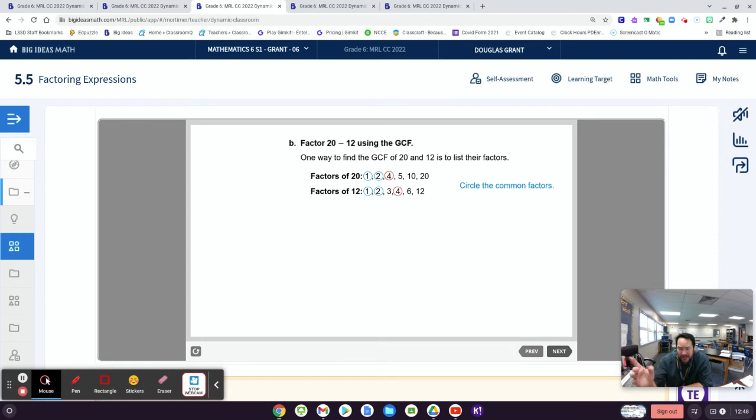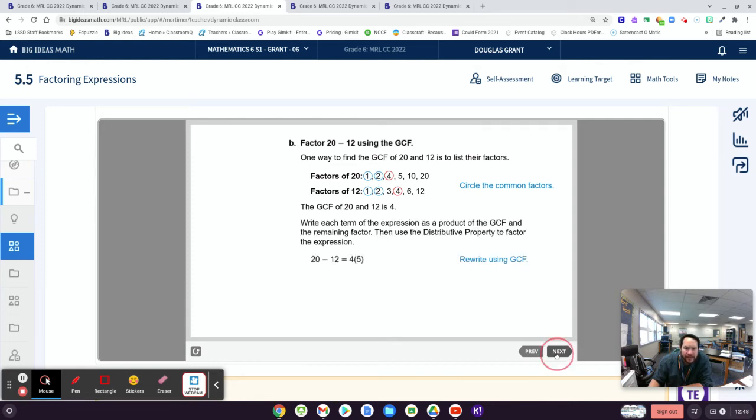So what do you think will be the factored form of 20 minus 12 using 4 as the GCF? Okay, let's see if you got that one. The 4 is going to be on the outside of the parentheses, and it's going to have a 5 minus 3 inside, because 4 times 5 is 20, and 4 times 3 is 12, and it's subtraction, so we have to have a minus in the middle.